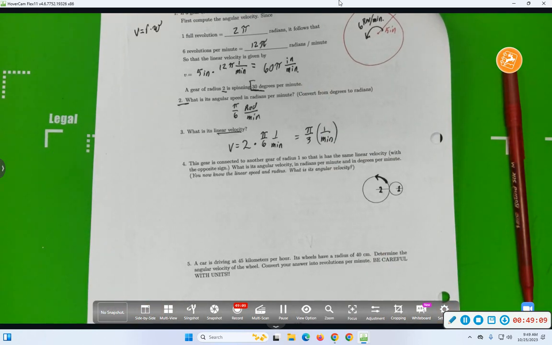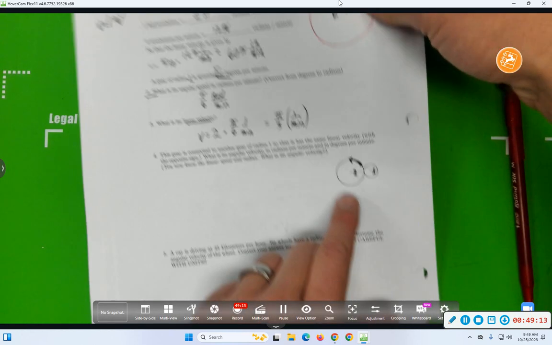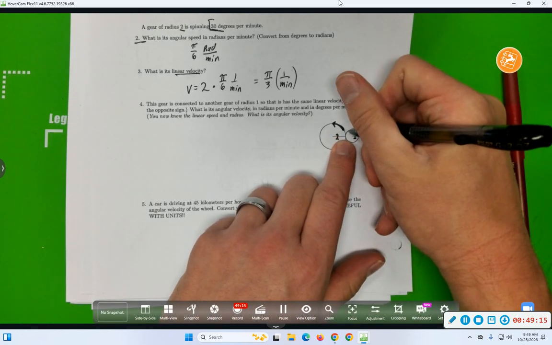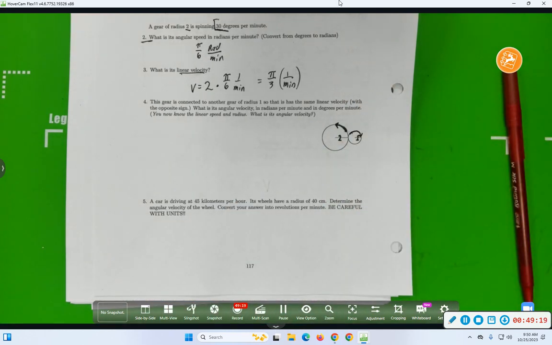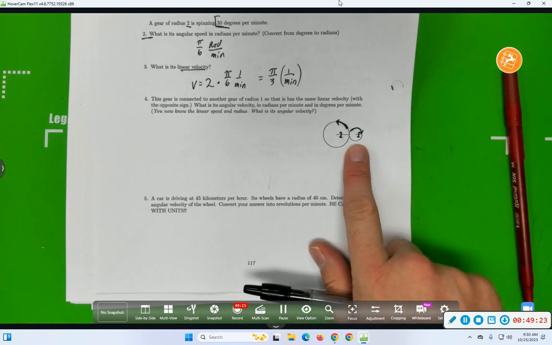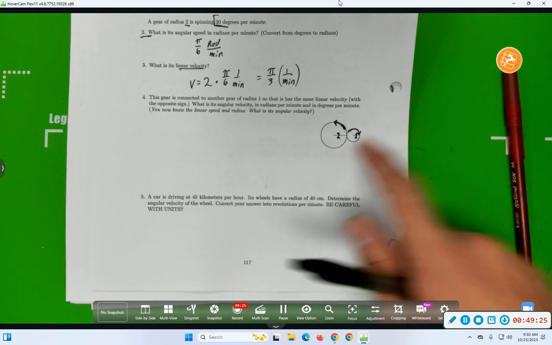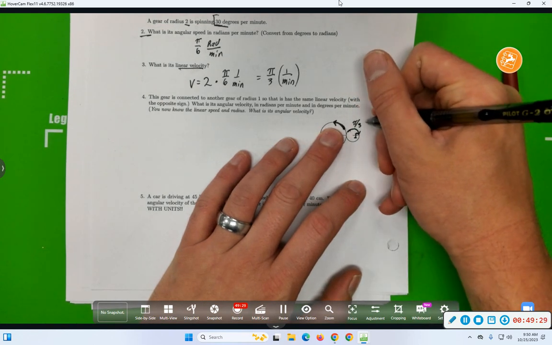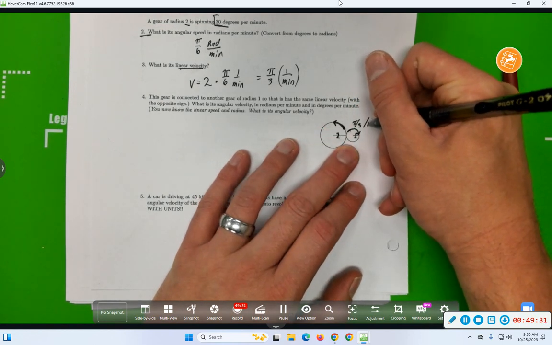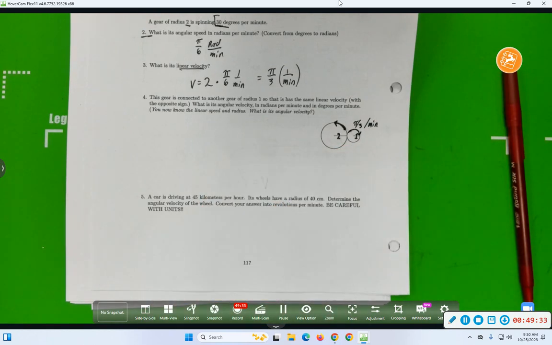So far, so good? So here's something you can now do. Let's suppose this gear of radius 2 is connected to that gear of radius 1. So like the teeth interweave. That means this gear of radius 1 has the same linear speed. That is, that thing has linear speed pi over 3 per minute. And put units on it if you want.